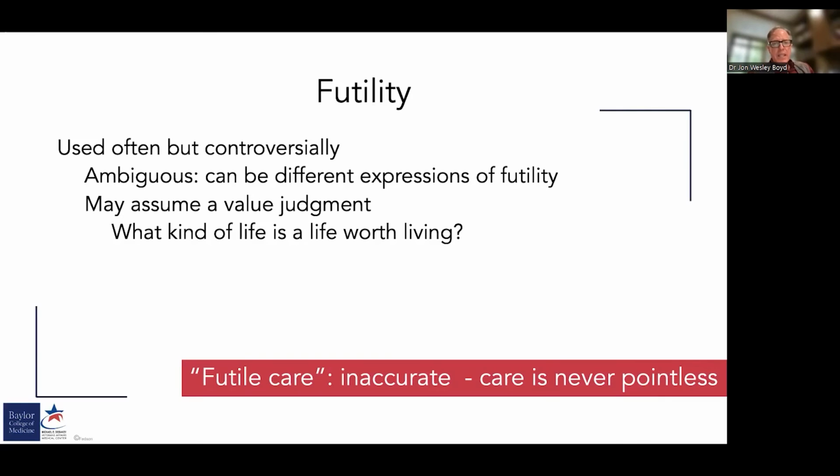What exactly is futility? There are various definitions and expressions of futility, and many of them assume value judgments, such as what kind of life is worth living. So down here, this last point, futile care, you should not use that term futile care. Certain treatments are futile, meaning they're not going to produce a beneficial result or save somebody or whatever. We'll get onto that in the next slide. But care itself, you can continue to care for patients even if you withdraw treatment. So I just want to point out that futile treatment is one thing, but please don't use the term futile care.